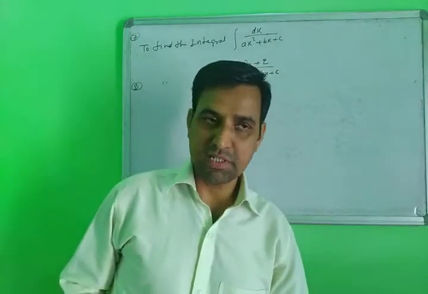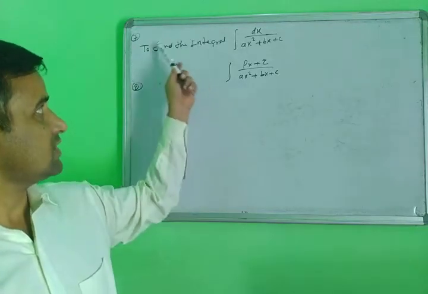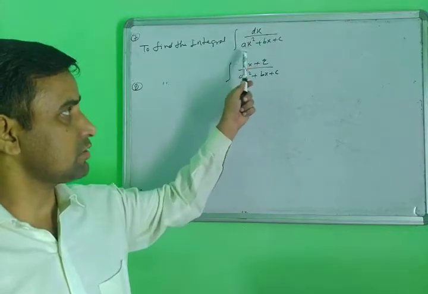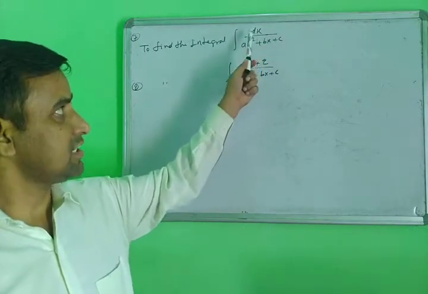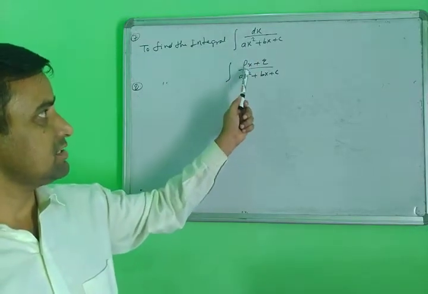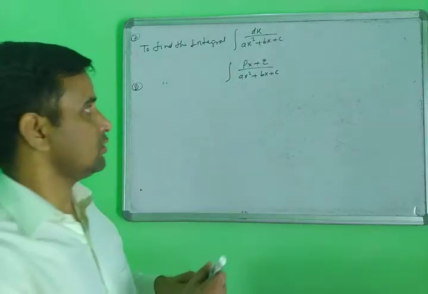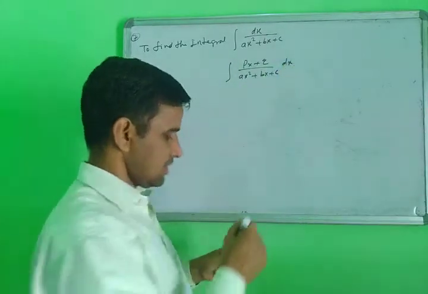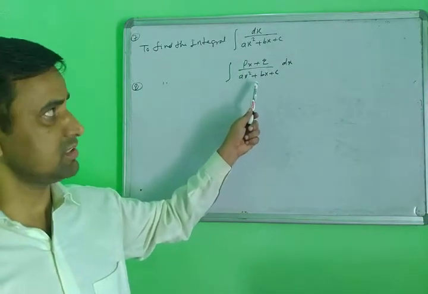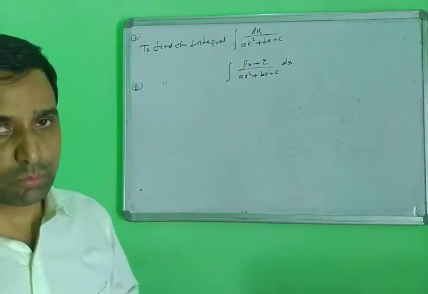Yes, class, two special types of functions, number 7 and 8. Suppose the question is in this form: dx over a x square plus bx plus c, which is a quadratic equation. Function number 8 has the same quadratic denominator, but the numerator is not dx; the numerator is a linear equation, px plus q. This is the linear equation, this is the quadratic equation, and both functions are of different types. Now, how do we integrate both functions?